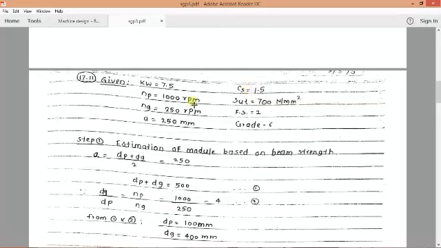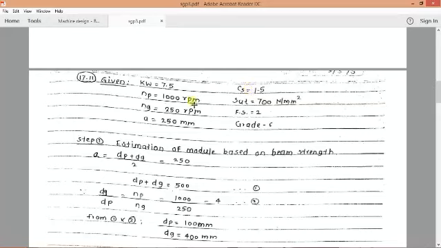Then as I said, diameter and speed are inversely proportional to each other. So dg by dp is equal to np by ng. As it is inversely proportional, np is in the numerator and dg is in the denominator. Putting 1000 upon 250 we get 4. So by calculating this, dg is equal to 4 dp.